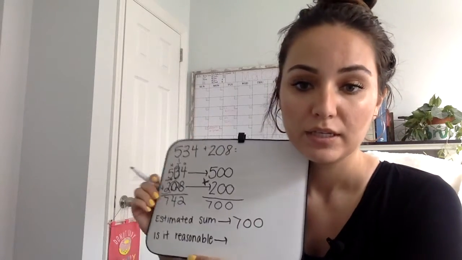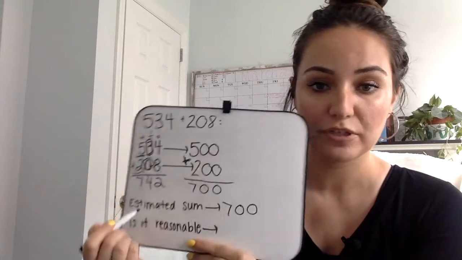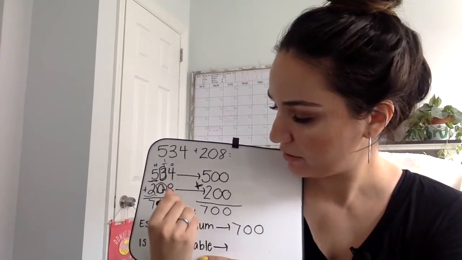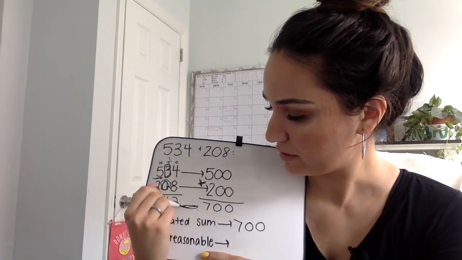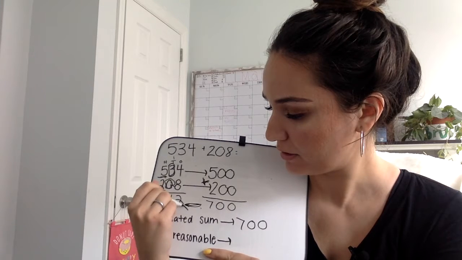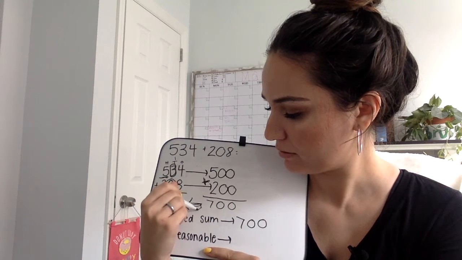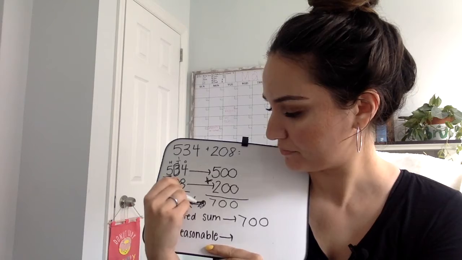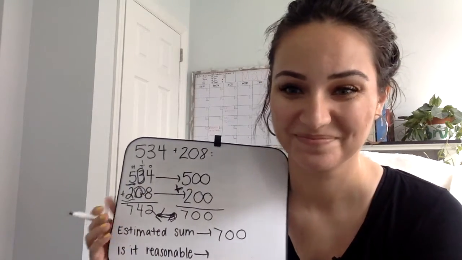Now, between 742 and 700, see if I could do an arrow. Oh geez, okay. That's not working.